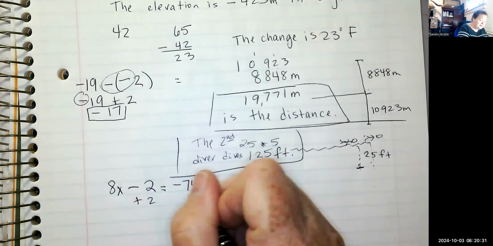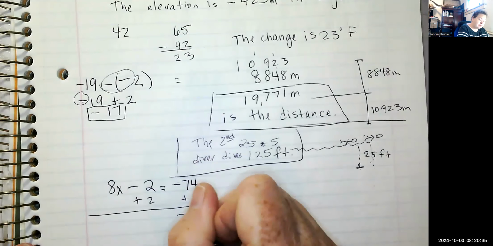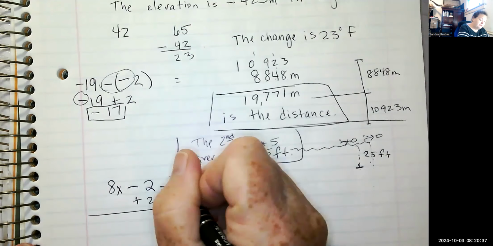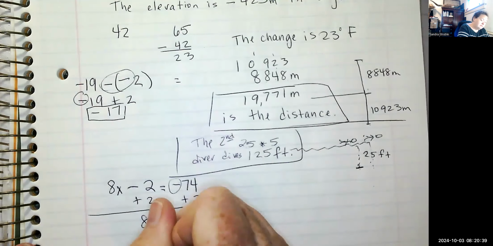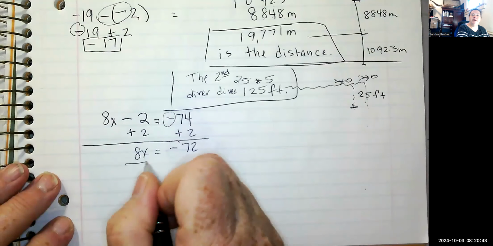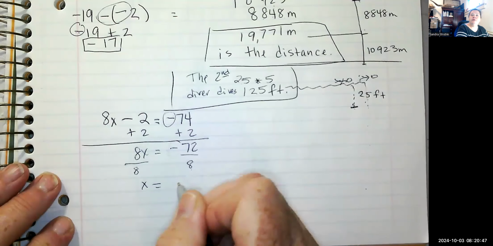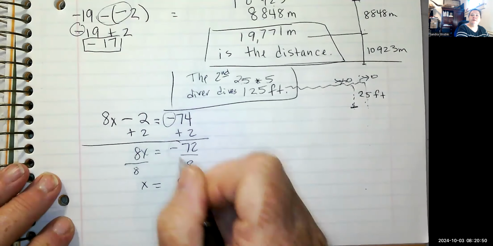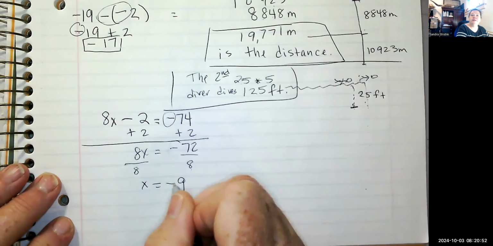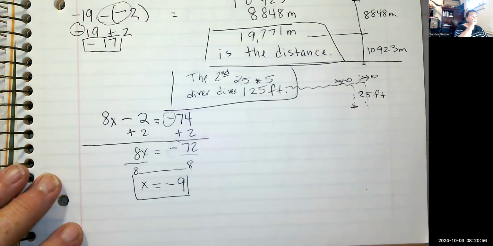I'm going to add 2 to both sides. The signs are different, so we subtract, take the sign of the larger number, bring down the 8x. 8's attached to x by multiplication. I'm going to divide both sides by 8. X is equal to, 72 divided by 8 is 9, and negative divided by positive is a negative. So x is 9. The next one is 5 more than, again, the than.